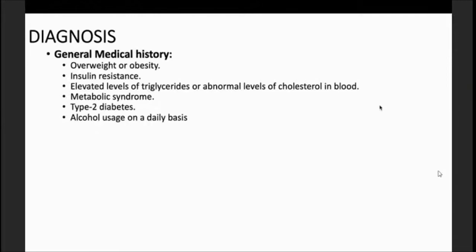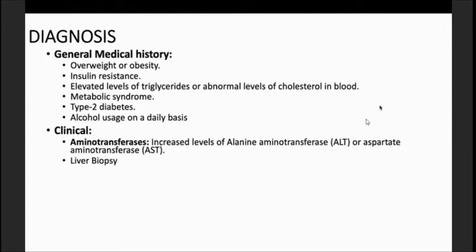Diagnosis: when a patient goes to the hospital for NASH diagnosis, to begin with, the general medical history is what they see first. Overweight or obesity is the first primary factor. Insulin resistance in the body, elevated levels of triglycerides or abnormal levels of cholesterol in blood, metabolic syndrome, type 2 diabetes, alcohol usage on a daily basis. Though NASH is known as non-alcoholic steatohepatitis, a less than significant level of alcohol is considered as NASH, and more than that is considered an alcoholic liver disease.